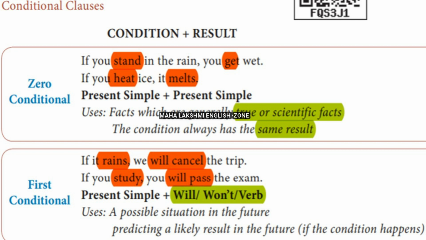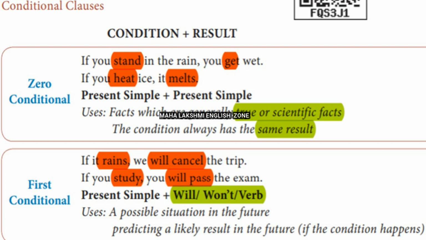First conditional we shall see. In the first conditional, the if clause contains simple present tense, that is the verb in the if clause is simple present tense, and the main clause will get the answer as will plus verb or won't plus verb. We shall see examples so we could understand. The use of the first conditional is a possible situation in the future. Something will be possible in the future. Those sentences come under first conditional. So we shall see an example.